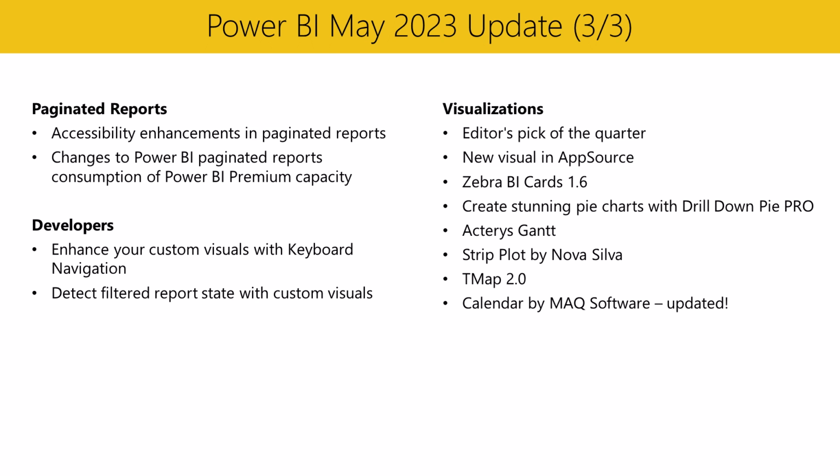Updated visuals for this month are Zebra BI Cards 1.6, Create Stunning Pie Charts with Drill Down Pie Pro, Acterys Gantt, Strip Plot by Nova Silva, TMap 2.0, and Calendar by MAQ Software.